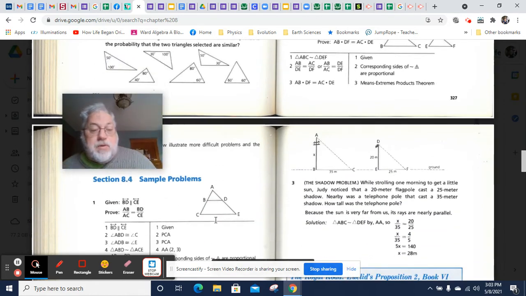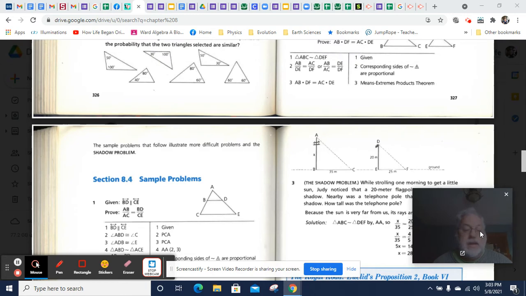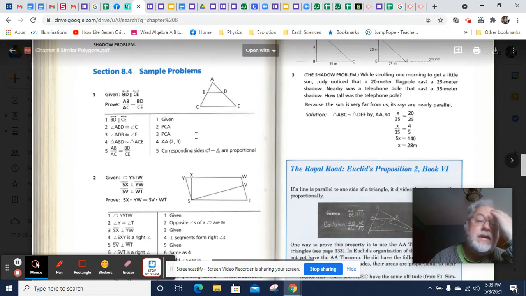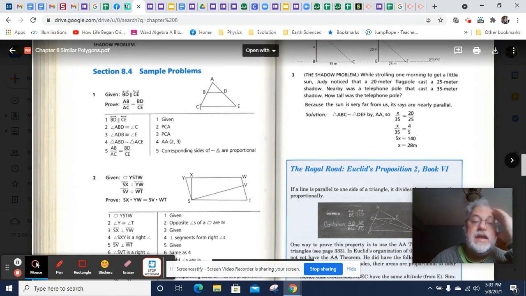Now, here are some sample problems we'll take a look at. I'm going to move my picture out of the way, and let's look at the sample problems. So we've got that BD is parallel to CE. And what that tells us is that AC and AE are both transversals. So that's very convenient. That'll help us.